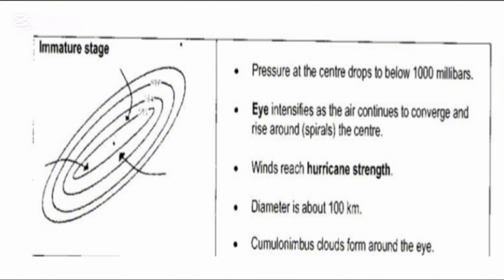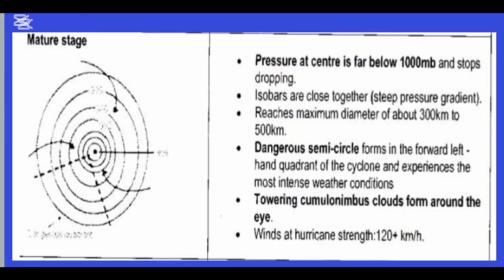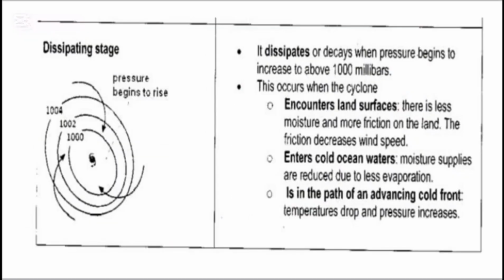As long as the storm stays over the warm ocean, it continues to gain energy and becomes very strong. When the storm reaches the land, it loses its source of energy, the warm ocean, and it begins to die.